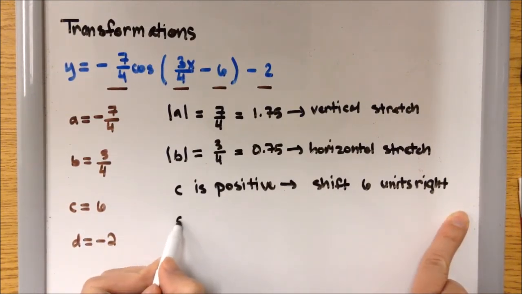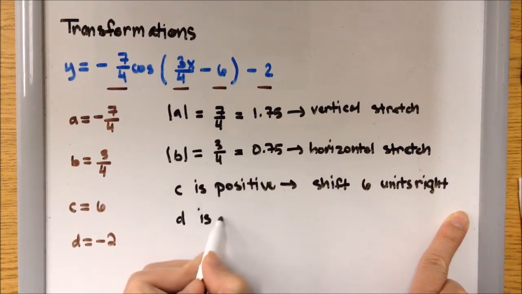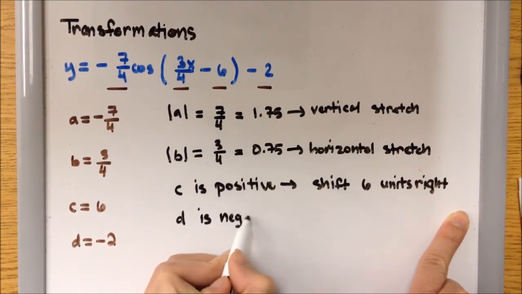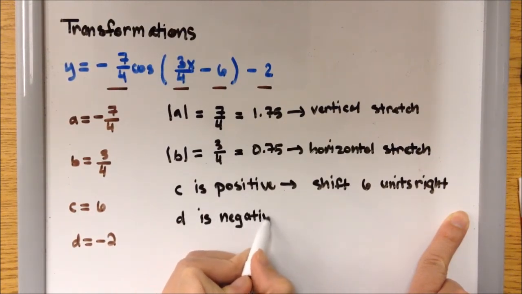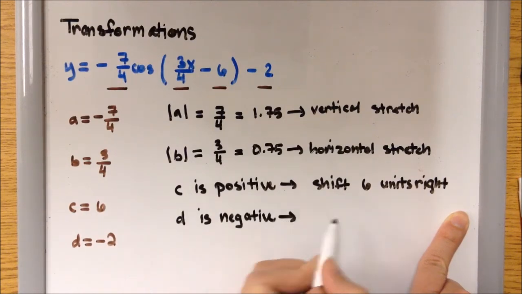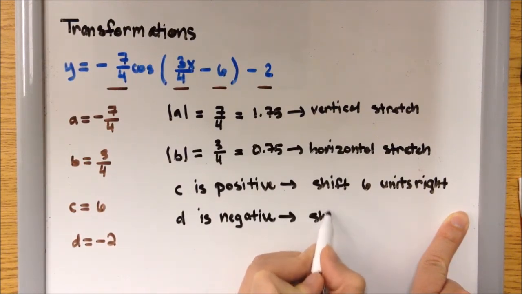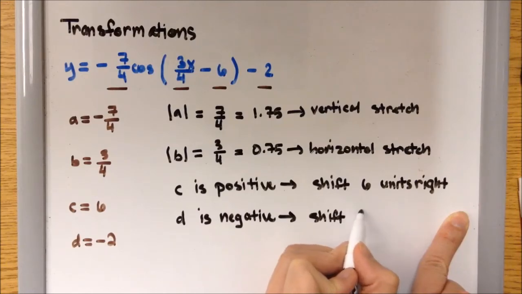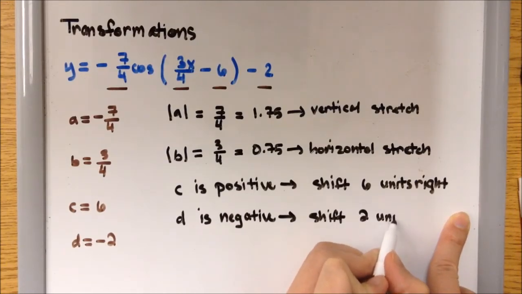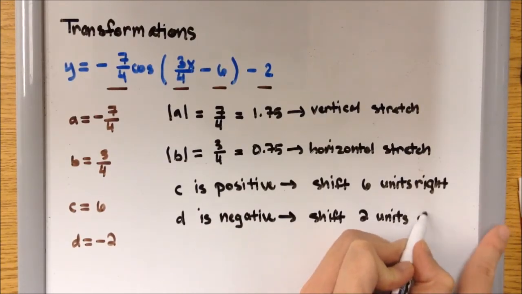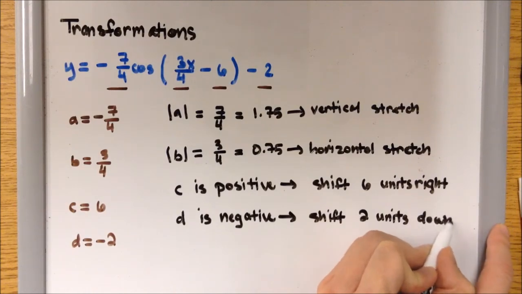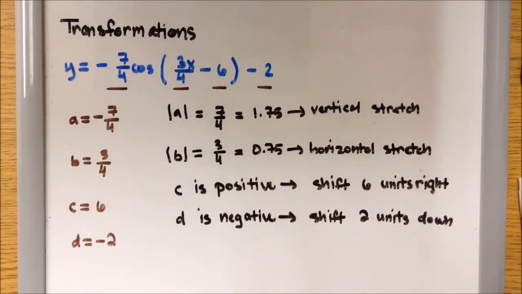Now D, since D is negative, then it shifts 2 units down. Alright, now we're almost done.